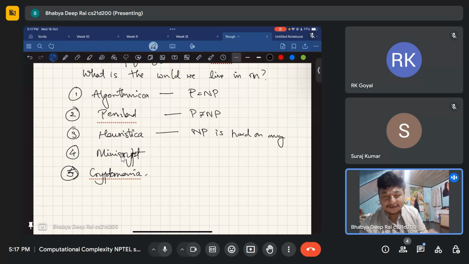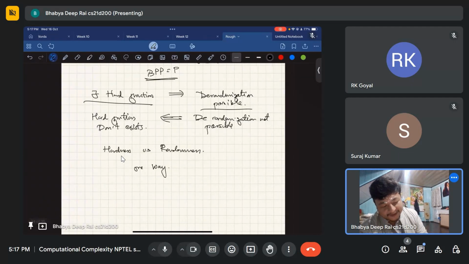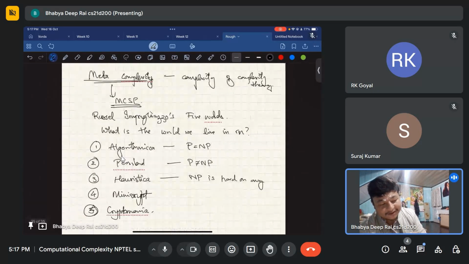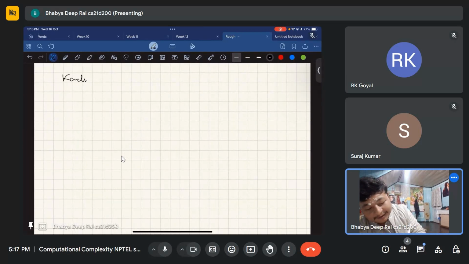So you have cryptography-based things. But meta complexity is one interesting field. Every year in a conference you have these meta complexity papers. That is the second thing. And the next thing that is gaining popularity is the KRW conjecture. It has been gaining popularity for a long time. Again, Karchmer, Raz, Wigderson.